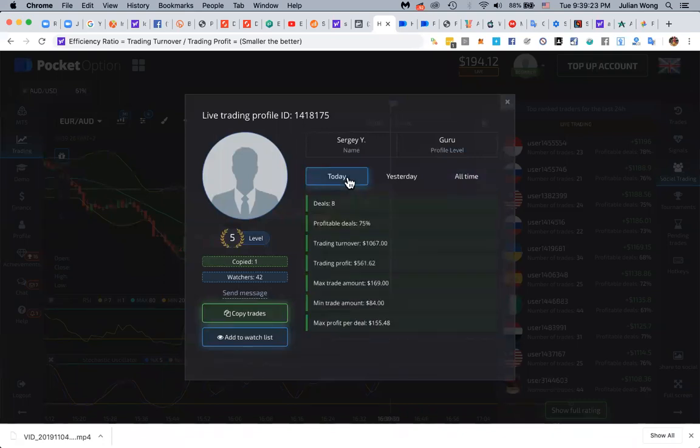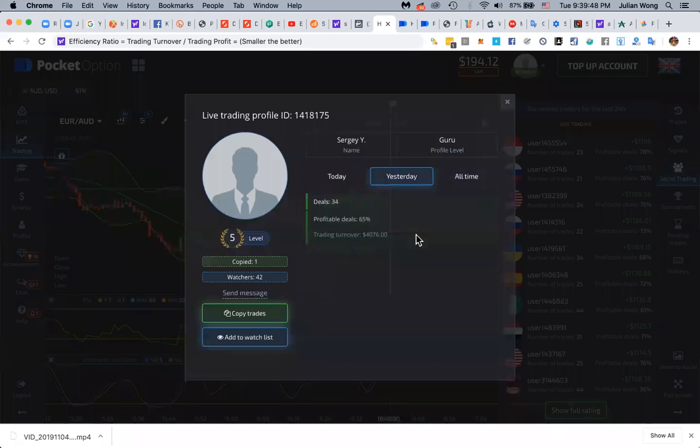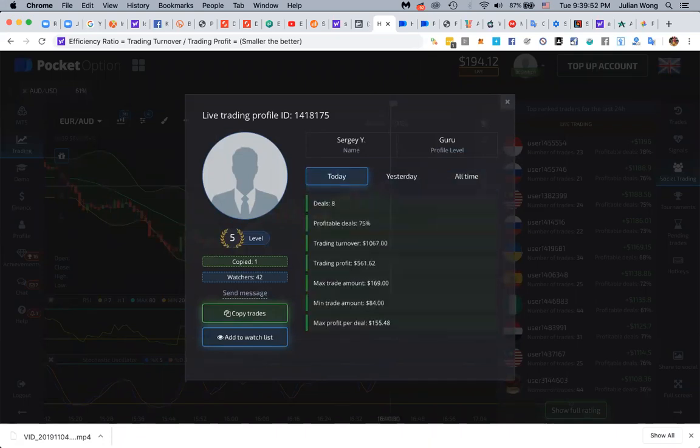So, assuming someone has a small account and wants to copy this guy, and I want to test how good he is, I know that his standard trade is about $84. All time is maybe 64, but let's just base it on the latest figures. Let's take the higher figure, and for the max trade, the higher figure is 174. So 84 and 174. All right.